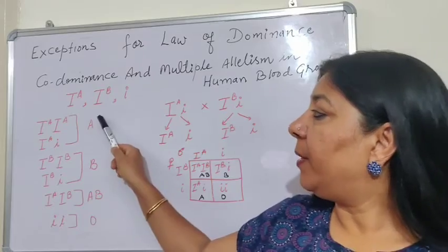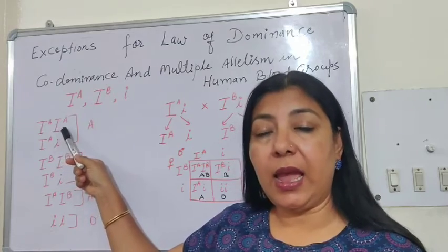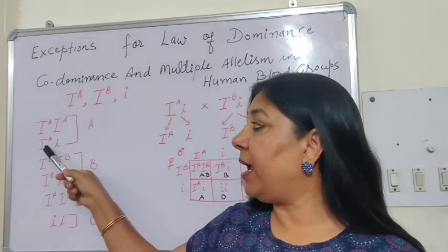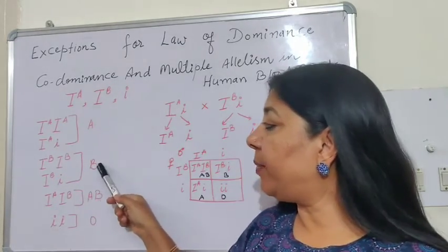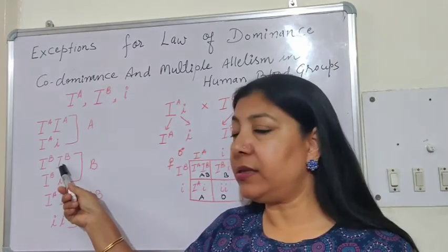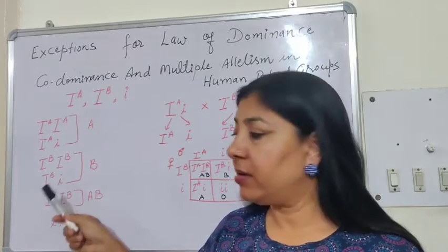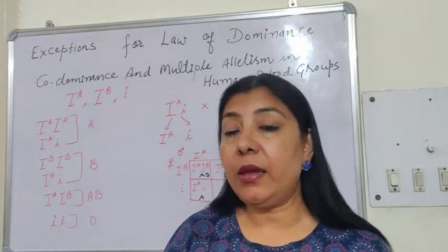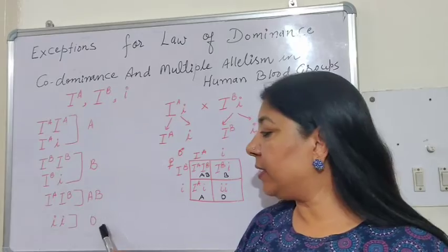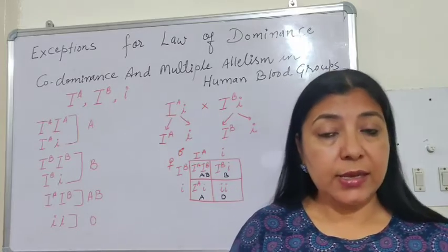So let's see. A person having blood group A can have two combinations. He may be homozygous IA IA, or the person may be heterozygous for blood group A, that is IA and small i. Likewise, a person having blood group B again can have two types of combination, either homozygous IB IB or IB and small i heterozygous. But the person having blood group AB will have only one combination, that is IA IB. Likewise, a person having blood group O will have again only one combination, small i small i.